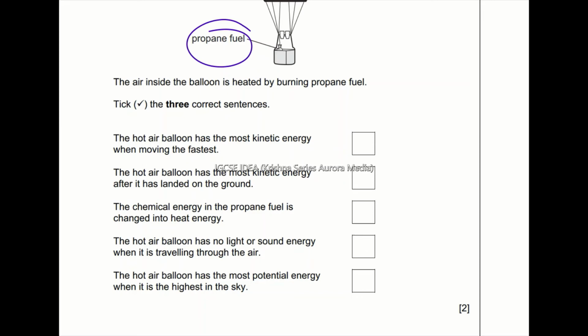The hot air balloon has the most kinetic energy when moving the fastest. True. The hot air balloon has the most kinetic energy after it has landed on the ground. No, false. The chemical energy in the propane fuel is changed into heat energy. Yes, true. The hot air balloon has no light or sound energy when it's traveling through the air. False. The hot air balloon has the most potential energy when it is the highest in the sky. Yes, true.